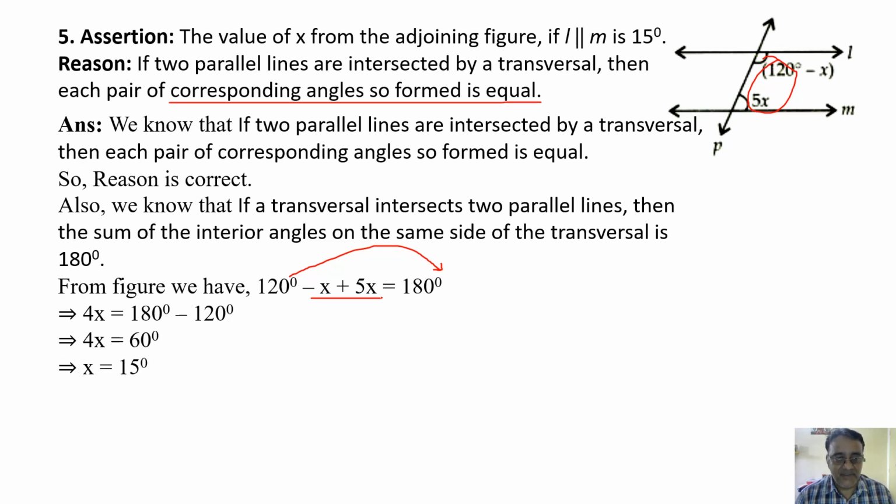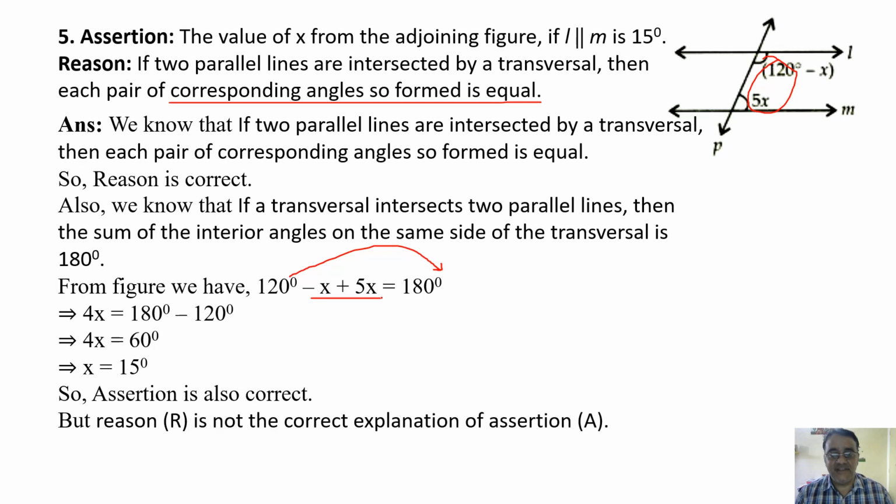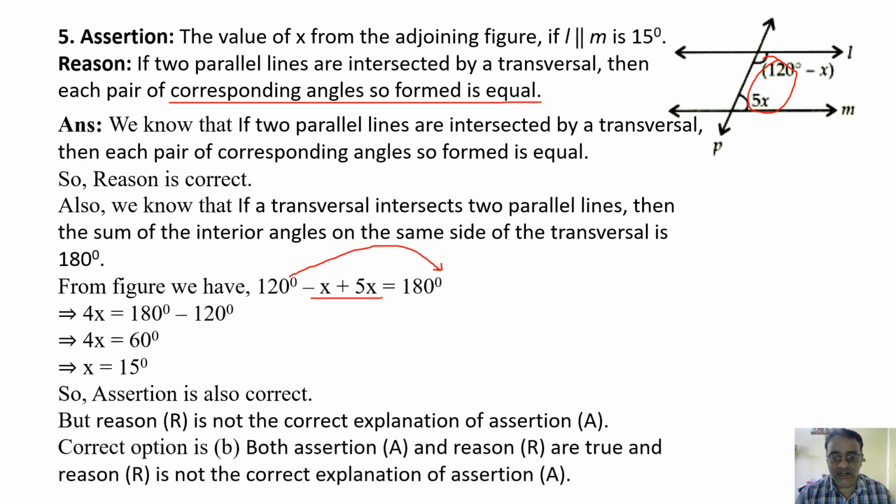15 degree. So assertion is also correct. Now which is the correct option? But reason is not the correct explanation of assertion. Option B. Both are correct, but reason is not the correct explanation of assertion.